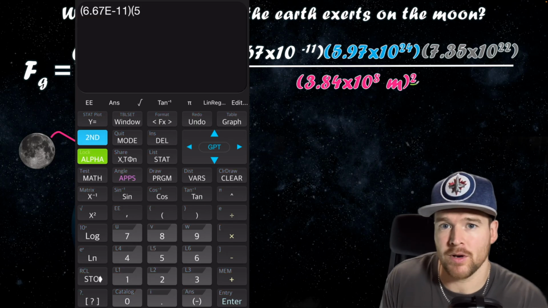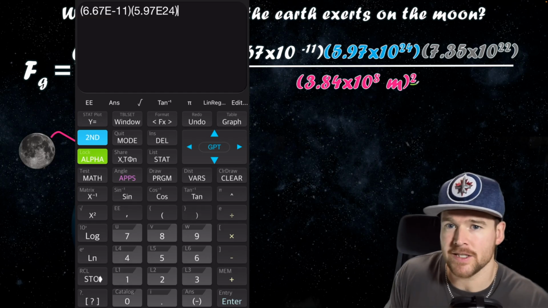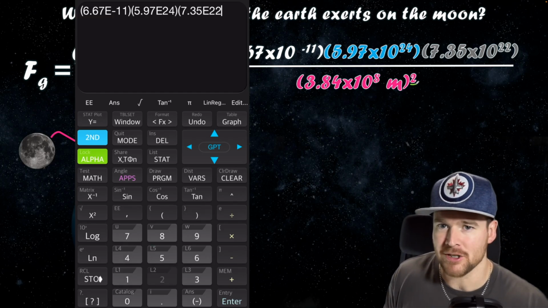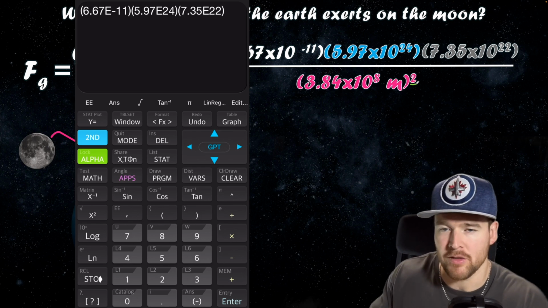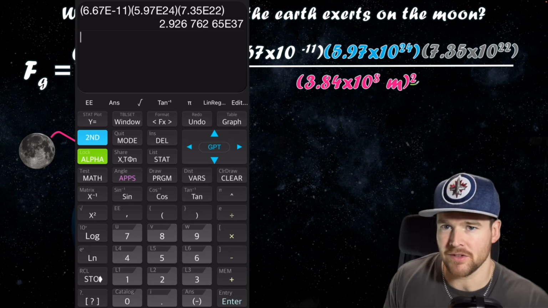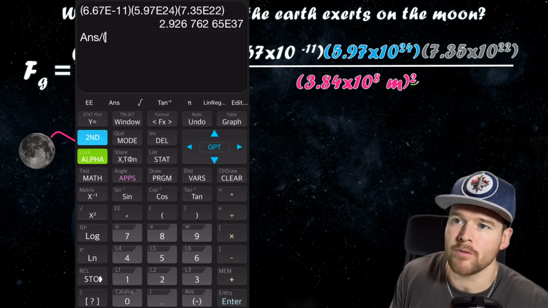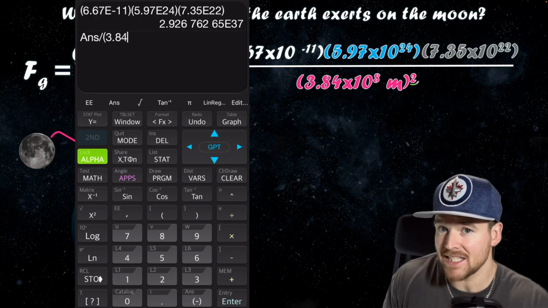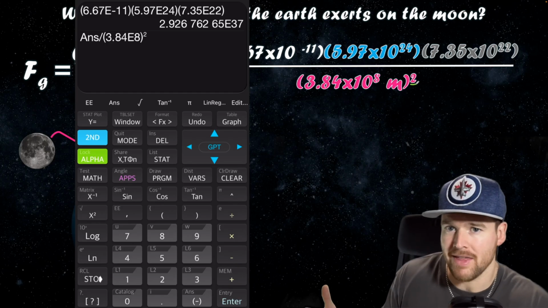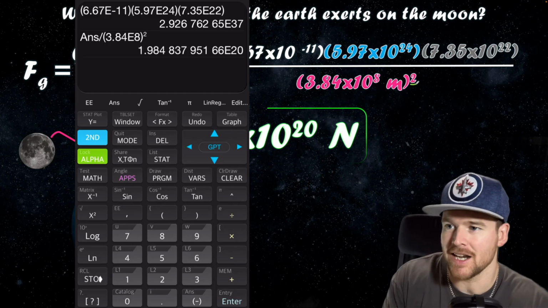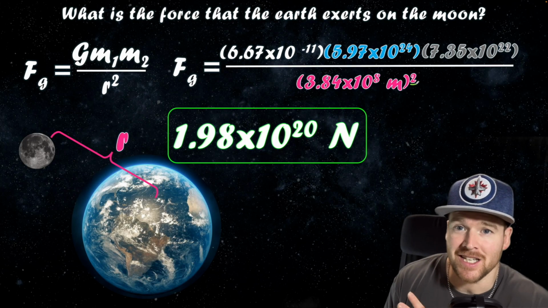The same thing for 5.97 e to the 24 and 7.35 e to the 22. Now, because we've got a lot of numbers here, I would press equals and see what we get for the numerator. Get our value for that old top number, and then we'll divide by the denominator. So get our answer, now divide by 3.84 times 10 to the 8. Make sure that's in brackets because we need to square that number. We don't want to square just the 8, square that number in brackets. And we get a number of 1.98 times 10 to the 20 newtons.